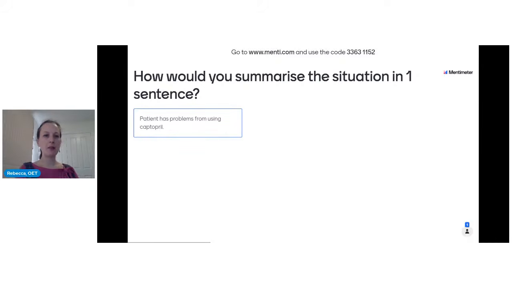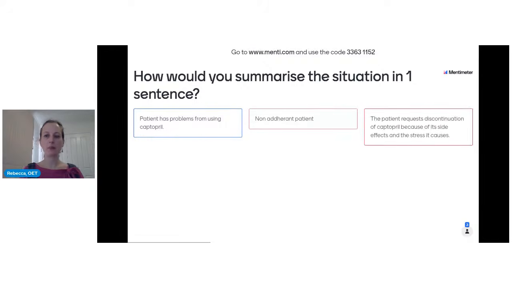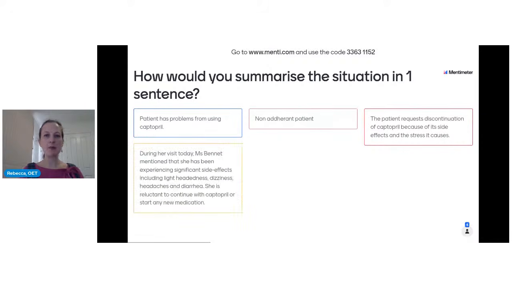All right, that's great. Someone said patient has problems from using captopril. Non-adherent patient is another suggestion. The patient requests discontinue of captopril because of the side effects and the stress it causes. That looks a good summary. Well done. We've got a bit of a longer summary of that case notes. Well done for typing those in. The patient reported several side effects of her medication.